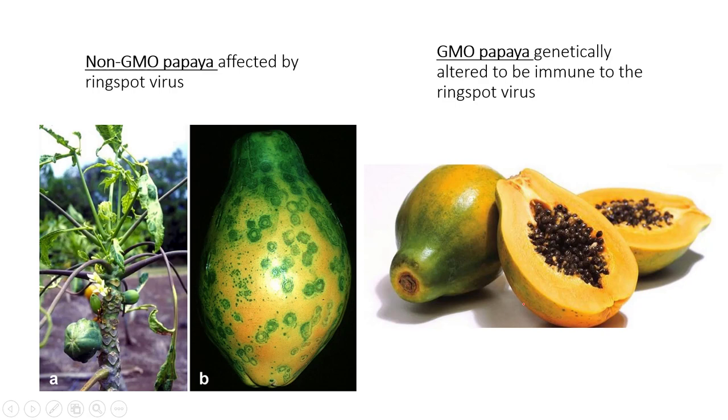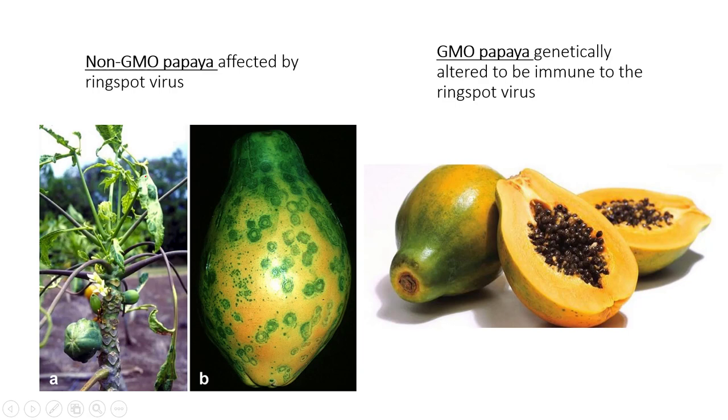On the left, you're seeing the non-GMO papaya. It's affected by ring spot virus. So this is a plant virus. It may be news to you, but plants get sick too, not just humans with viruses. And if they get sick, they will die. You can see all these rings on the exterior of this papaya. It's a sick papaya, okay? It's going to die, as also its leaves get all wilted. So you know it's infected.